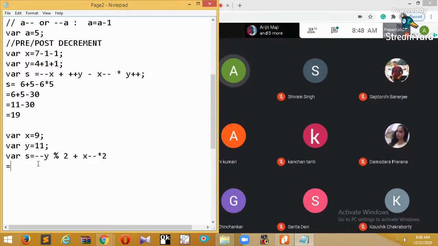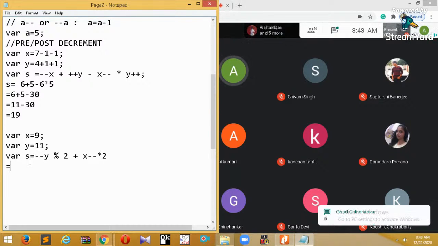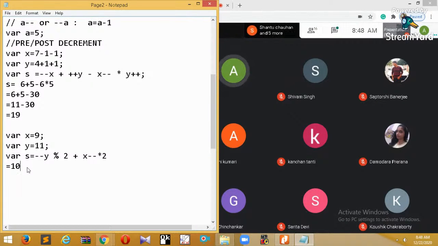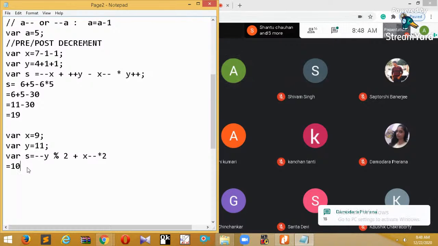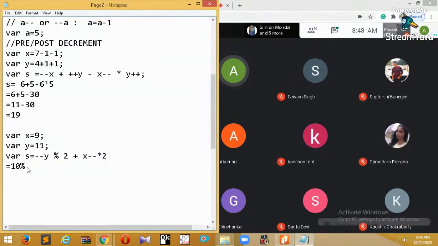Minus minus y is there, so y you can see is 11 and minus minus is there. That means what? Pre-decrement. So I have to decrease the value of y by 1. So now it becomes 10. Then percent symbol is there, so I will use the simple percent operation. After that 2 is there, so after that plus operator is there.